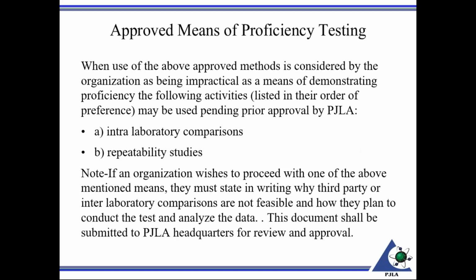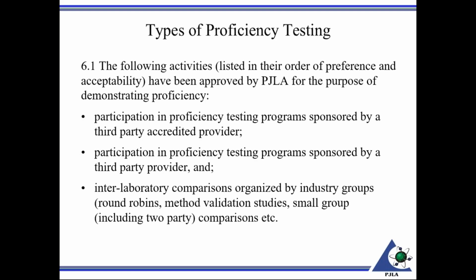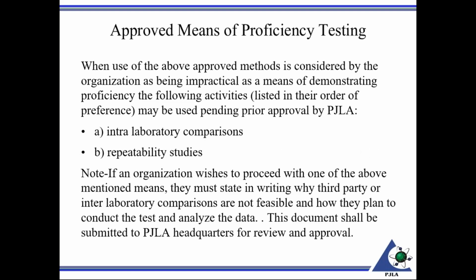Moving down the list here, the above approved methods, those methods that I just went through, don't require any additional approval. Recall that in the requirements under 17025, where available and appropriate, you have to compare your results to results from outside your organization. So I mentioned PL-1 was in harmony with that. Under here, when the use of an approved method is considered by the organization as being impractical as a means of demonstrating proficiency, the following activities, listed in their order of preference, may be used pending prior approval by PJLA. And that's intra-lab and repeatability studies.